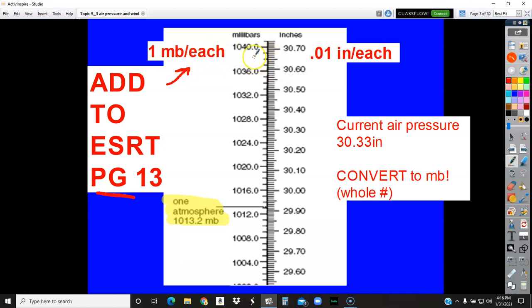Each line on the left side in millibars is 1 millibar each. Like if this is 1,024, this would be 1,025, 26, 27, 1,028, 29, etc. The right side counts by 1/100th each, 0.01. So if this is 30.10, the next line up would be 30.11, 30.12, 30.13, 30.14, 30.15, etc. So just be very, very, very careful when you're converting from inches to millibars or millibars to inches. Most of you did very, very well on the assignment last week, so just keep that in mind when you do conversions.